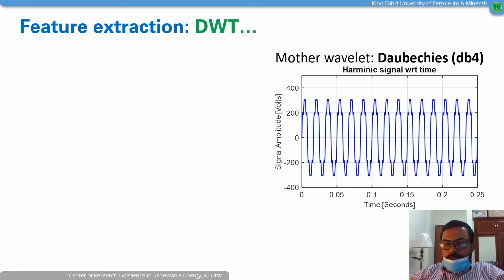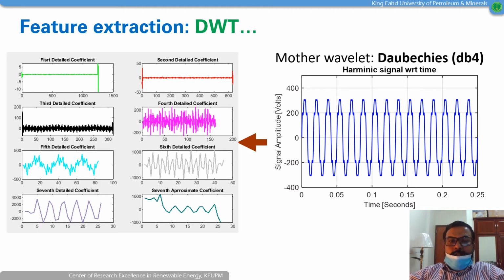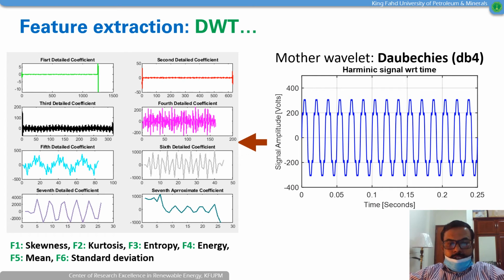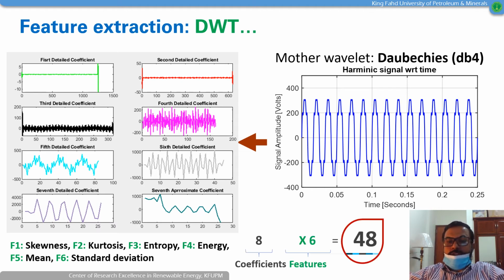We have used Daubechies 4 as mother wavelet, and we have decomposed our signals into several levels. For example, the harmonic signals have been decomposed into 7 detailed and 1 approximate coefficients. As can be seen, all the coefficients are series of numbers. From this series of numbers, we have taken the skewness, kurtosis, entropy, energy, mean, and standard deviation. Eventually, we will have 48 features from each case.